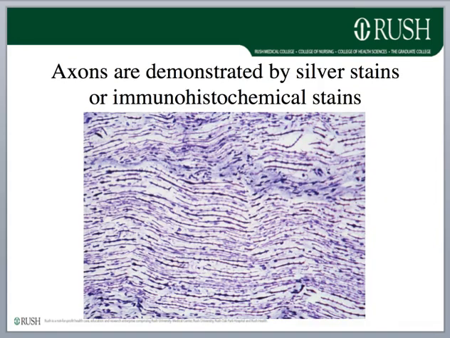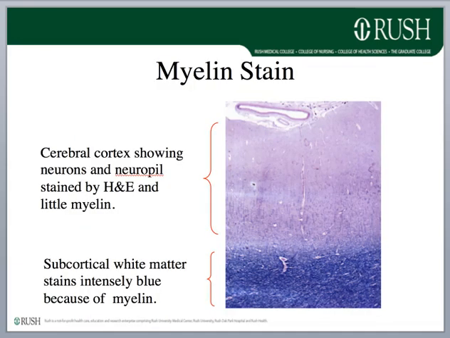To demonstrate axons, we use different special stains. In particular, we use silver impregnation stains or immunohistochemical stains to demonstrate axons. Otherwise, they're not really readily visible on routine H&E stained sections. This happens to be a silver stain, and the silver precipitate in the stain binds to the axons and gives them this definition. Another stain that we use to indirectly look at axons is a myelin stain.